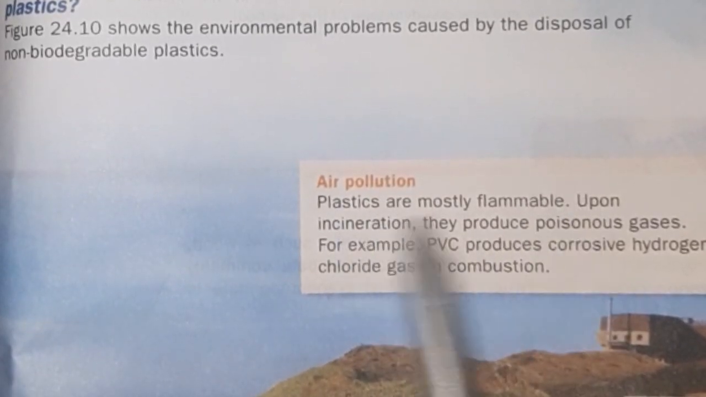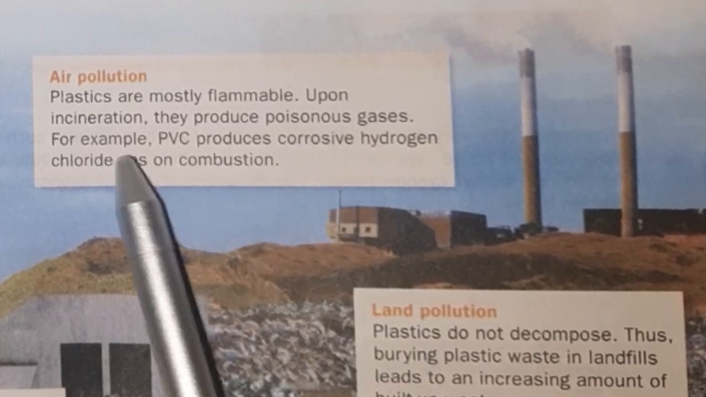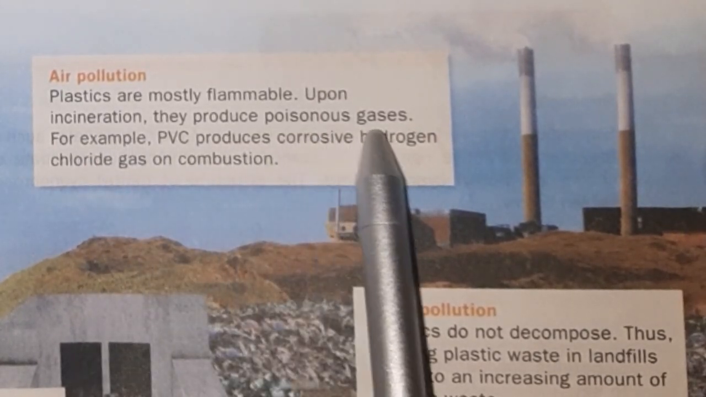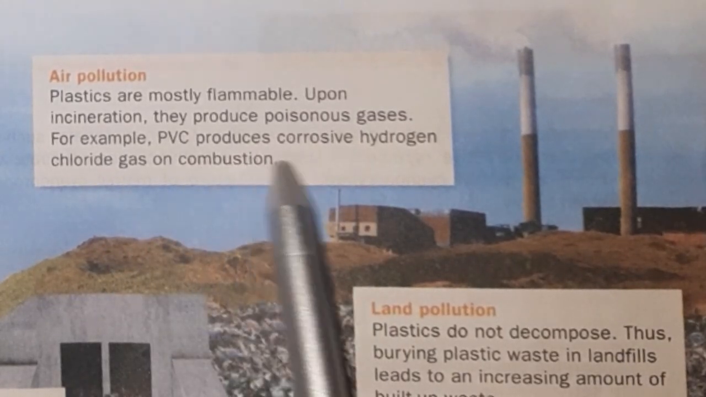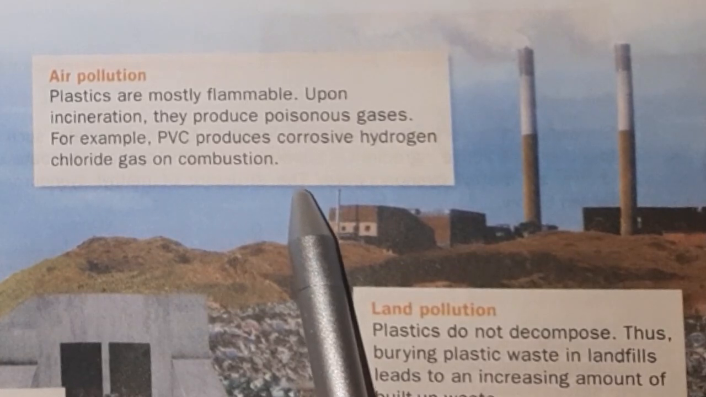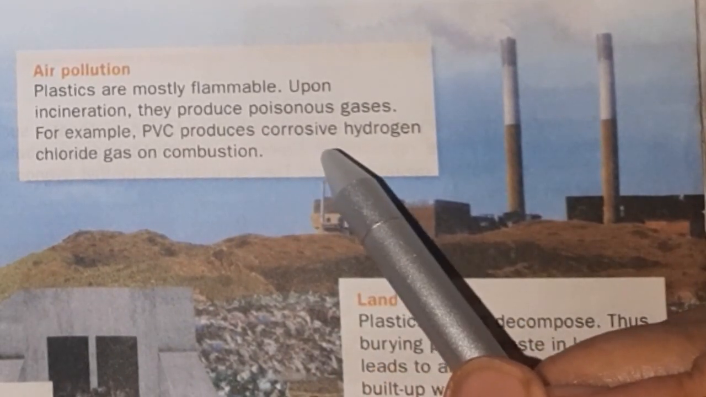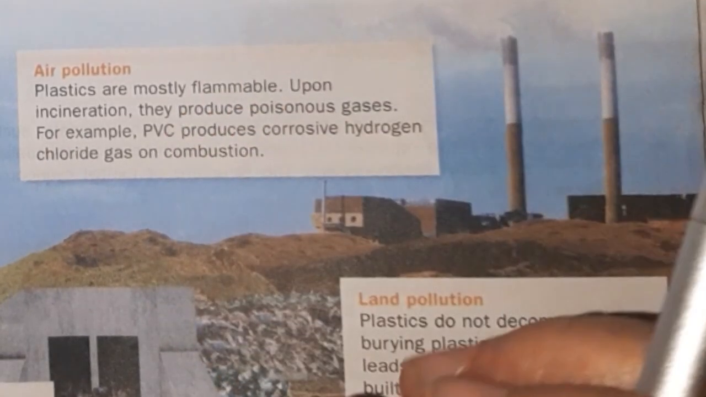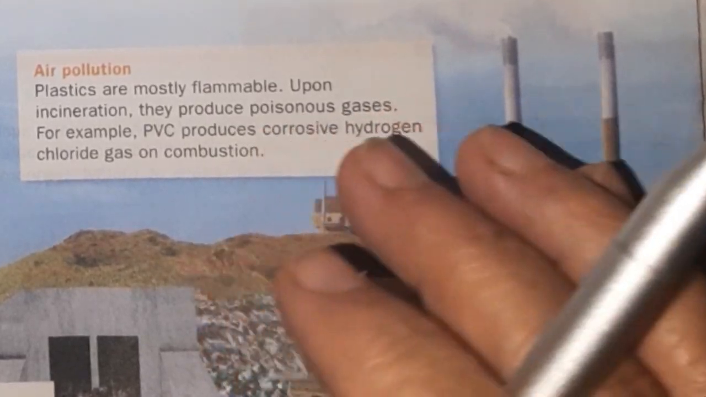Let's talk about the air over here. Plastics are mostly flammable. Upon incineration, they produce poisonous gases. Here you can see, for example, PVC produces corrosive hydrogen chloride gas on combustion. And here, a very common problem for the countries which are not advanced: you can see the people keep on burning the trash, and when they burn the trash, lots and lots of toxic fumes come out.